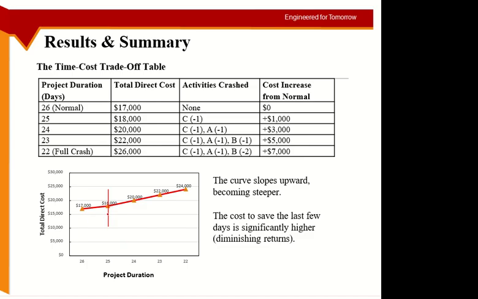When you stop, you have to look where the curve is changing direction and so forth. But the maximum crash you have done is for 22 days, which can cost you $26,000 instead of $17,000, and so on and so forth.